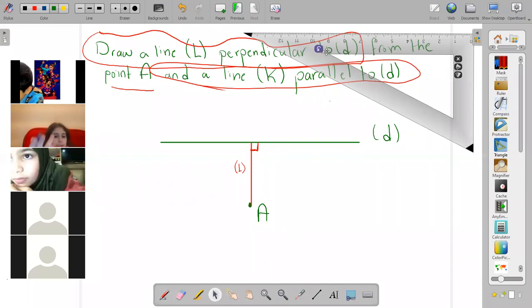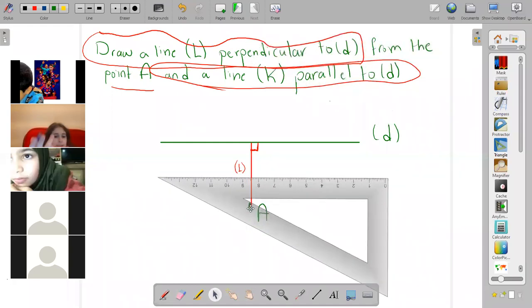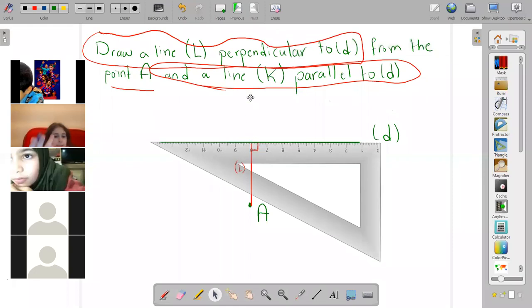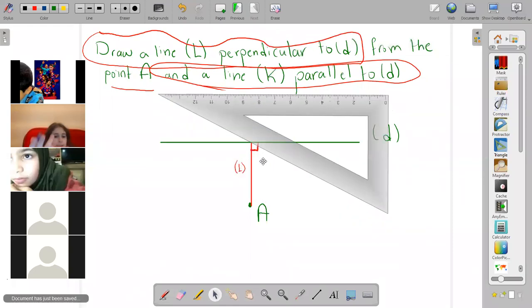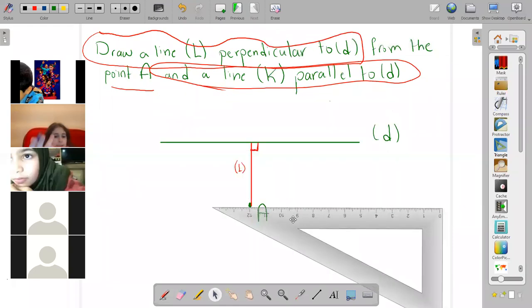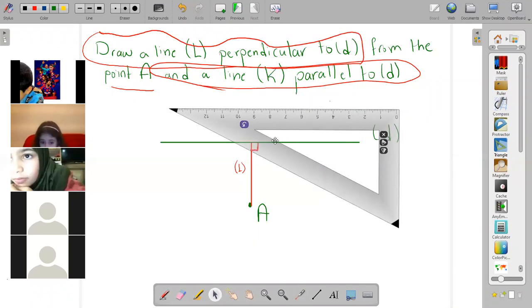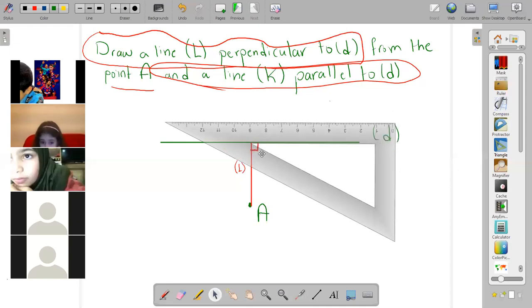Now, Leah Shhadi, are you hearing me? How do we draw a parallel line to D? It means facing D and never meeting the line D. How do we draw it? It has to be from the point A. We do a straight line on point A. But I can't draw any straight line. We have to use a set square ruler in order to draw this parallel line.